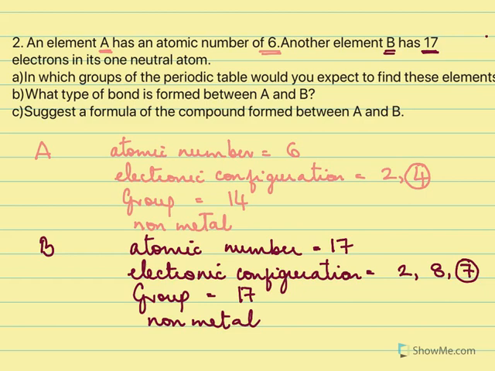What type of bond is formed between A and B? Now both are non-metals. A non-metal and B also non-metal, and between two non-metals we always have a covalent bond. So between A and B we have a covalent bond.